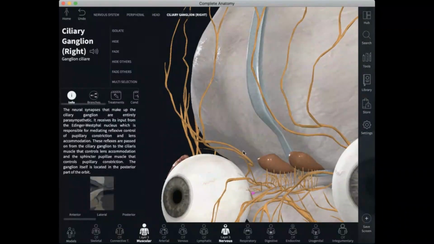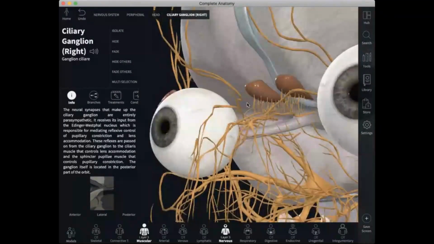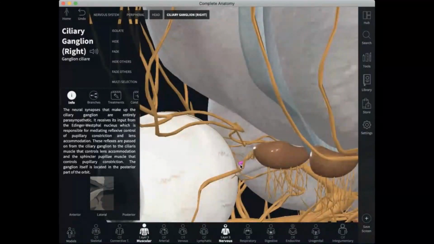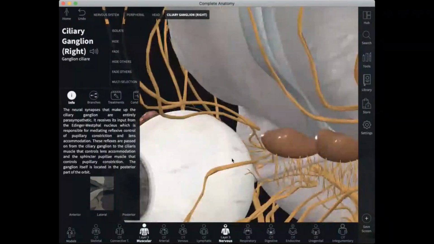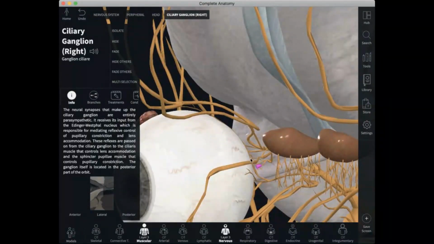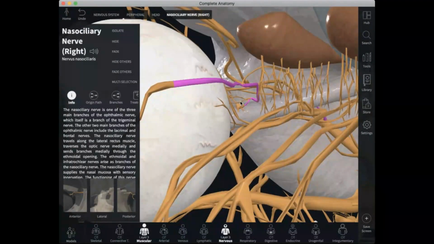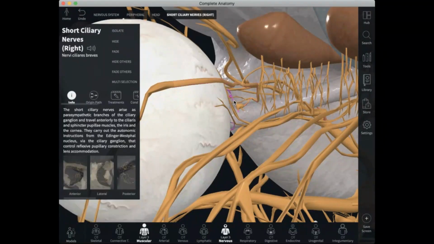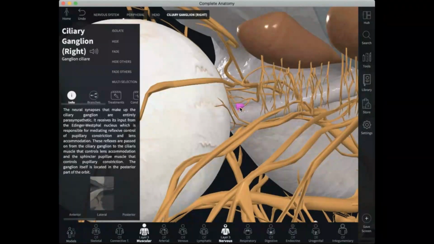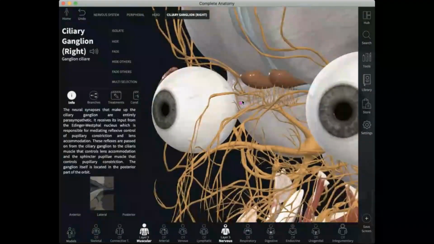This is the ciliary ganglion. It is formed from the oculomotor nerve and located at the posterior aspect of the eyeball, an autonomic branch of the oculomotor nerve. The nerve from the ciliary ganglion goes to the iris for constriction of the pupil, whereas the sympathetic nerve does the opposite function.